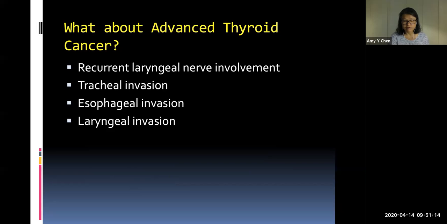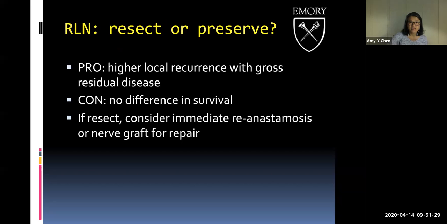So I have a few minutes here to talk about advanced thyroid cancer, and we'll go through this real briefly. What do I mean by advanced thyroid cancer? What I mean is involvement of the recurrent laryngeal nerve, involvement of the trachea, esophagus, or larynx. So starting with the first one, recurrent laryngeal nerve injury. When do you decide whether to resect or preserve the nerve?